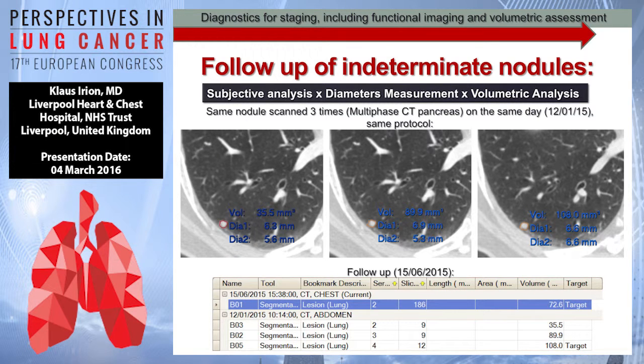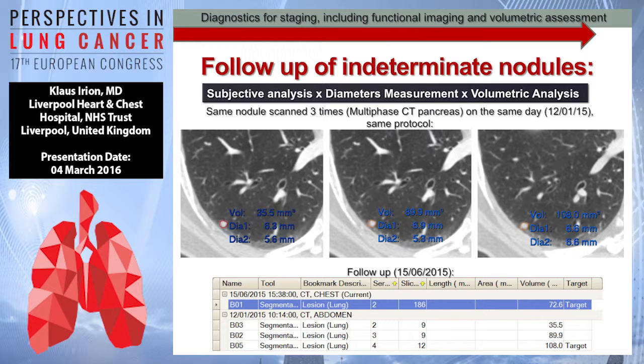So this was a case that probably triggered Professor Postumus to invite me to present here, of a patient with a pulmonary nodule identified in a CT pancreas with 3 phases. Those 3 images are from the same nodule, same day, in 3 different sequences. And the nodule changed in volume from 35 cubic millimeters to 108 cubic millimeters in the same day.